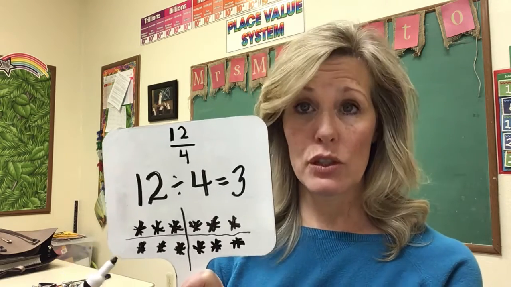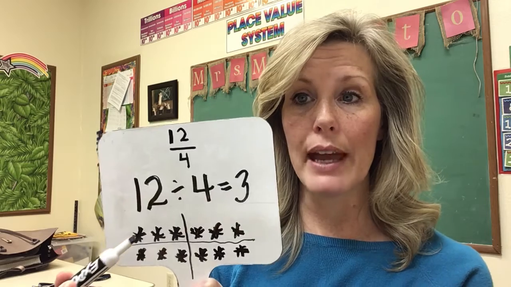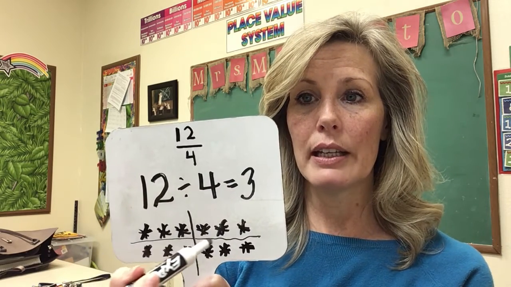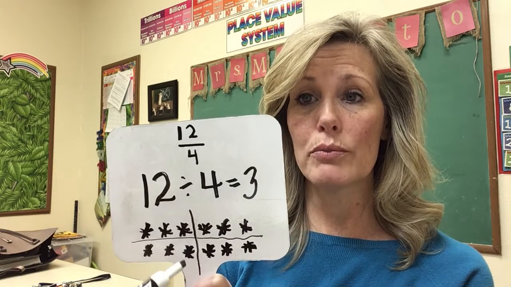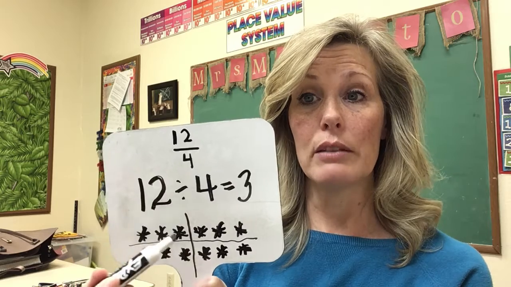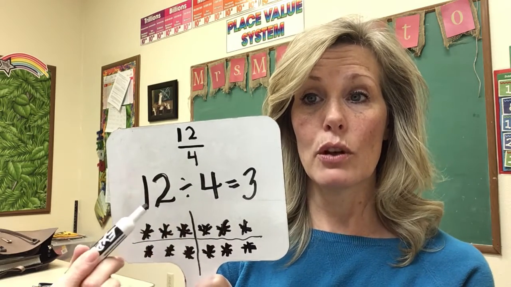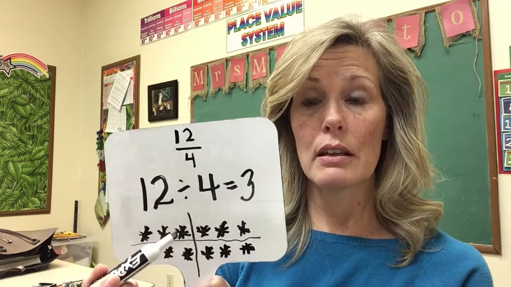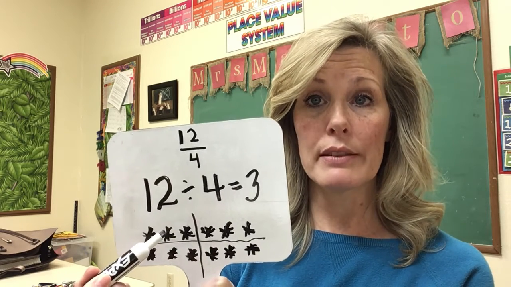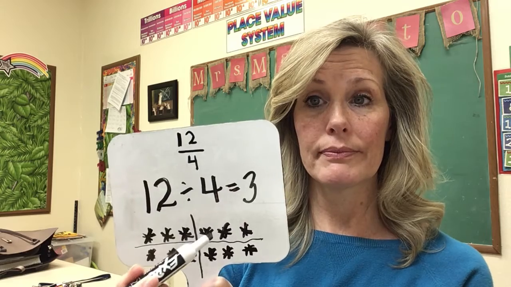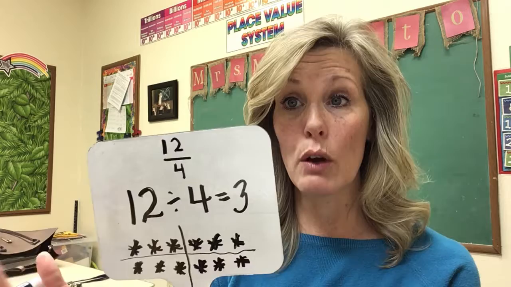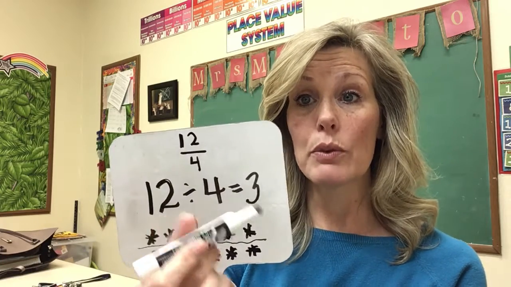So if I look at the picture that I've drawn to represent that, I drew 12 stars and I divided it into 4 groups. And each of the groups has the same amount, 3. That tells me my answer. So 12 things divided into 4 groups equals 3 things in each group. Right? Okay, so that's dividing whole numbers. 12 divided by 4 equals 3.